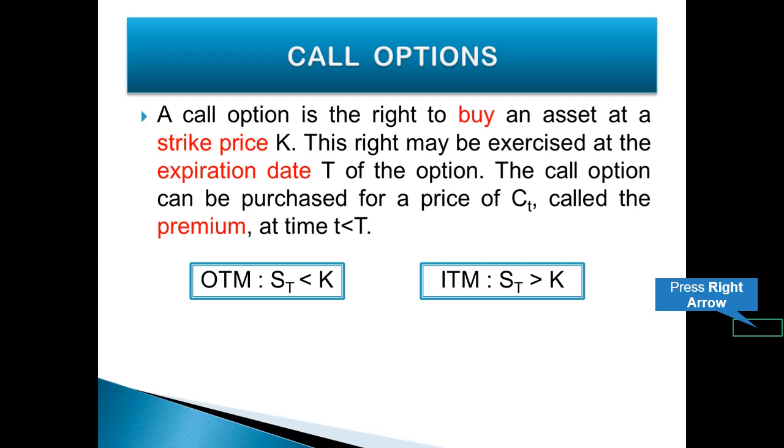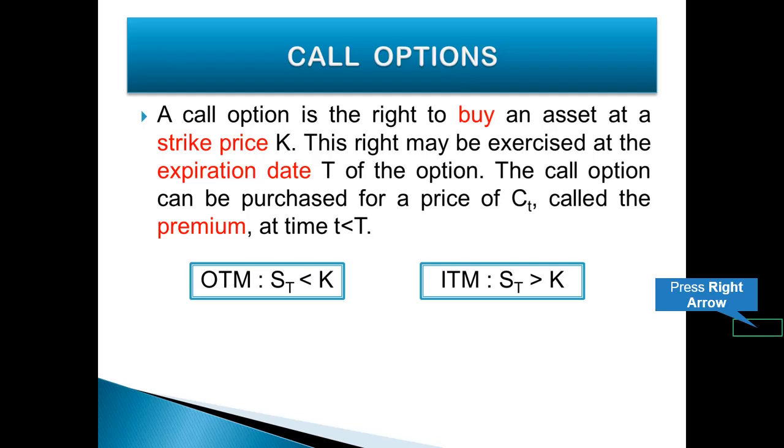The call option can be purchased for a price C_t, called a premium, at time t less than capital T. Understand? A call option is the right to buy an asset at a strike price K. This right may be exercised at the expiration date T of the option. The call option can be purchased for a price, the premium C_t, at any time small t less than capital T.